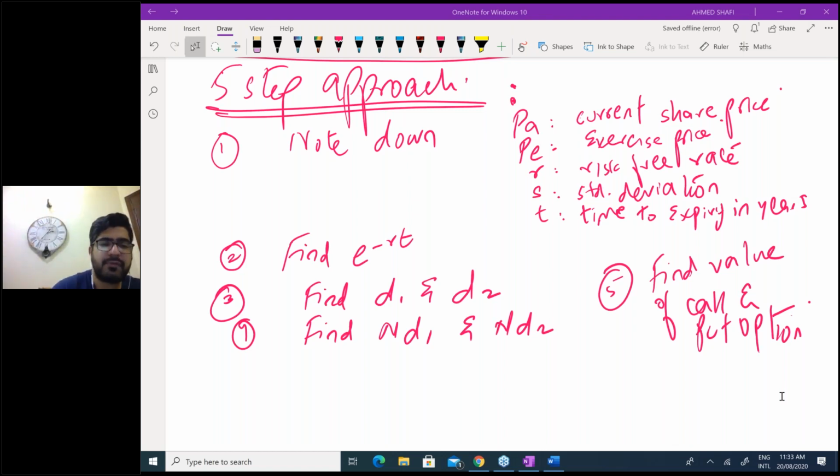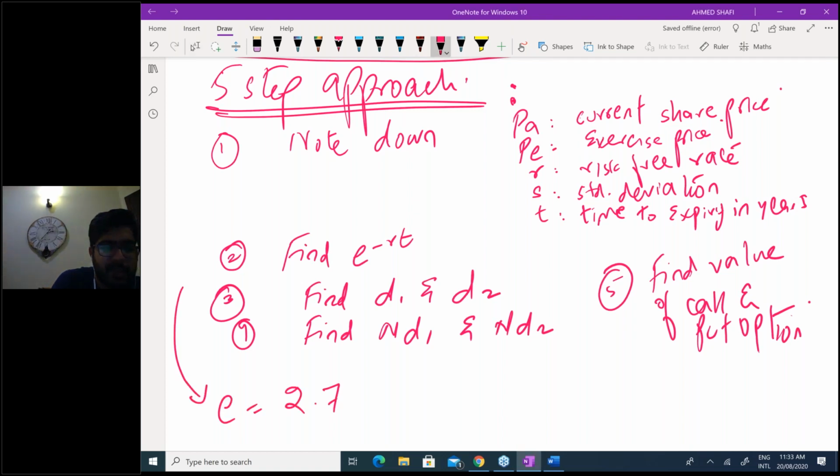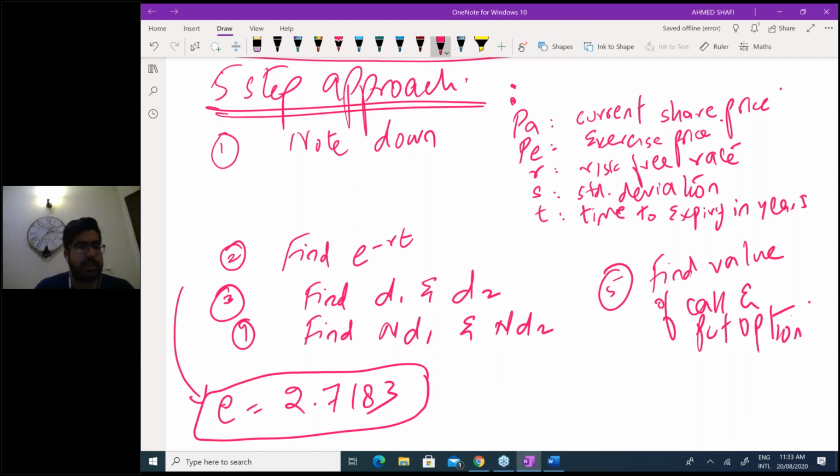Second step, find exponential value minus RT. So R is the risk-free rate, T is the time to expiry, that's in power. E is the exponential value, and this exponential value always carries a mathematical figure of 2.7183. You can just apply and find exponential value on calculator. It carries a constant value, 2.7183.